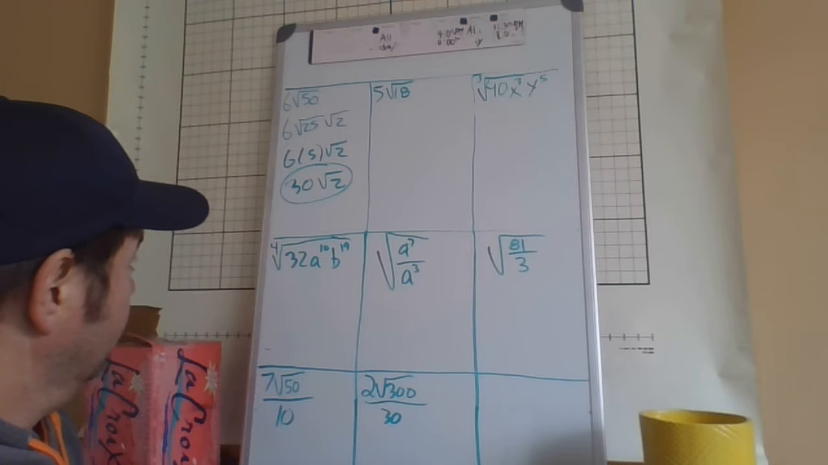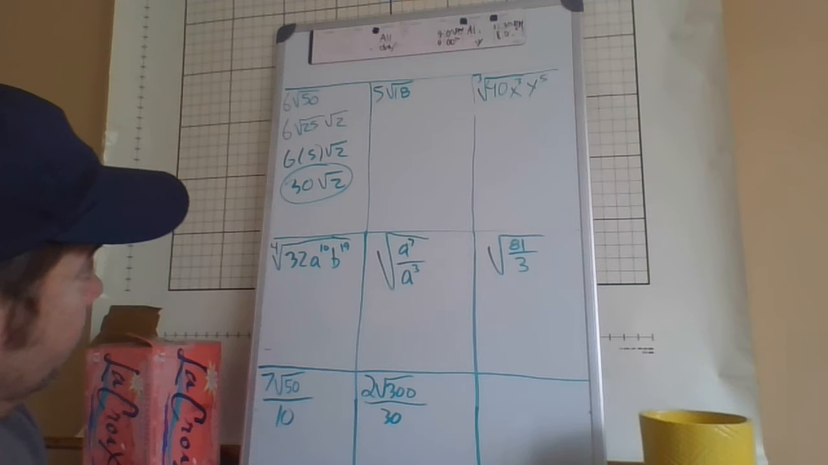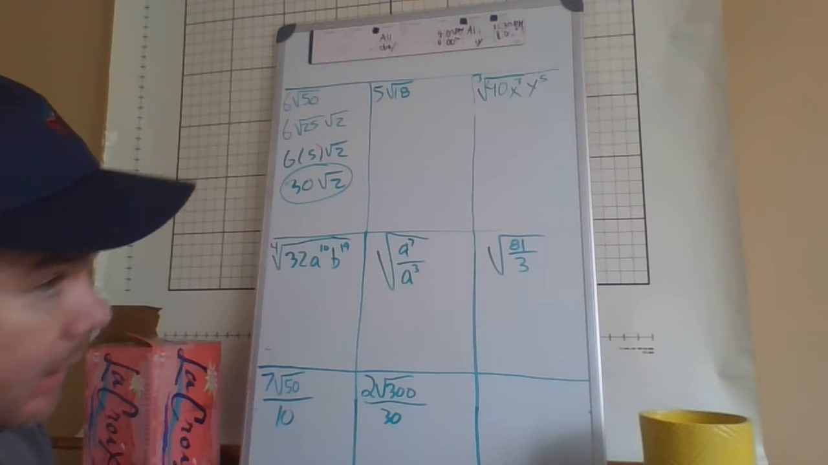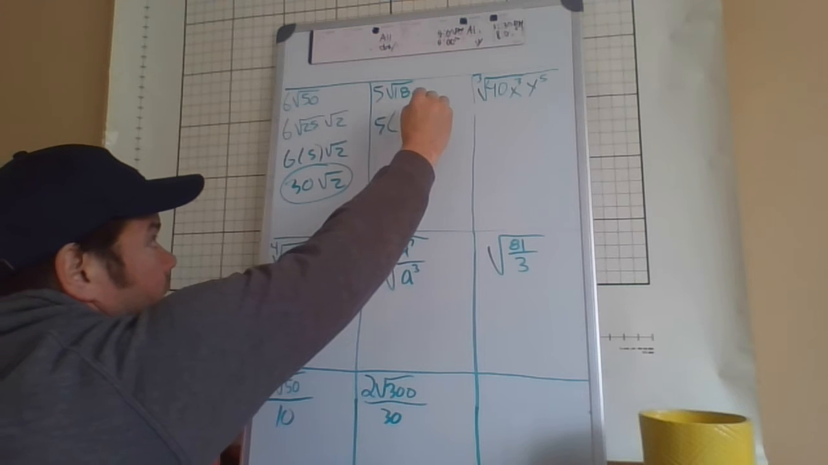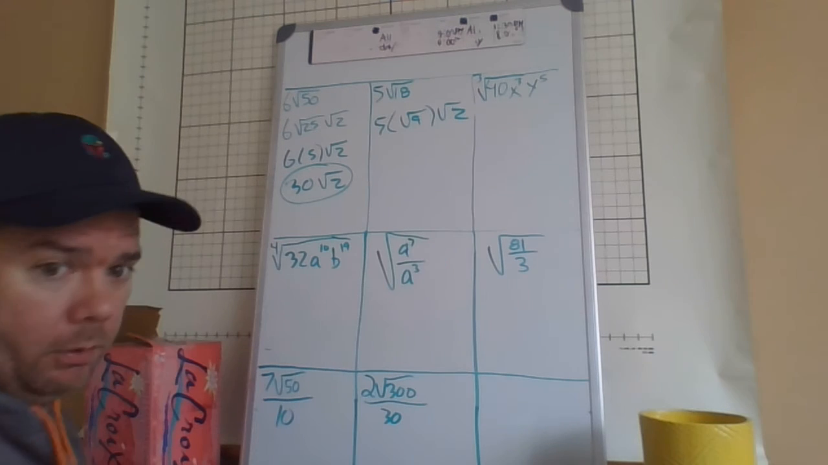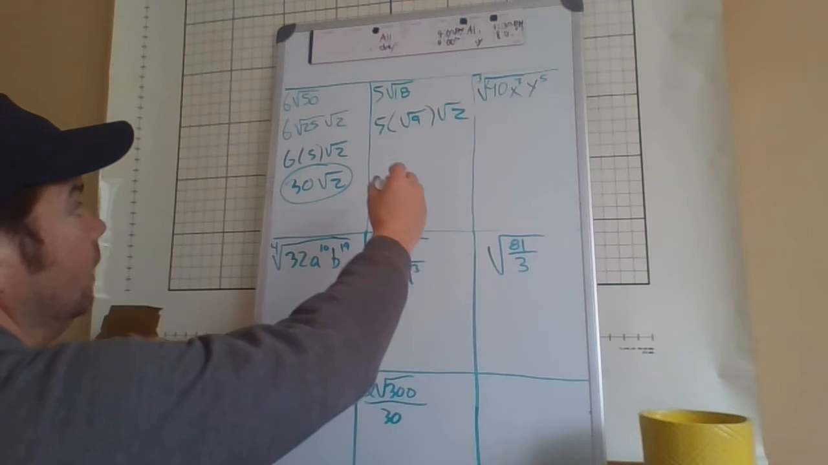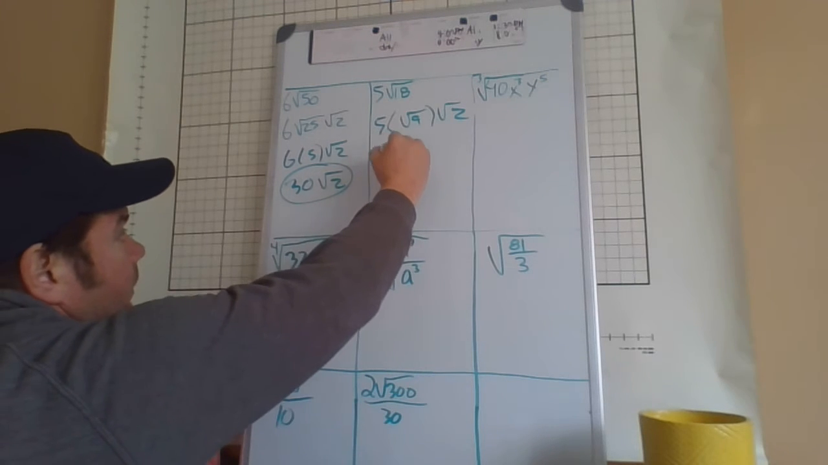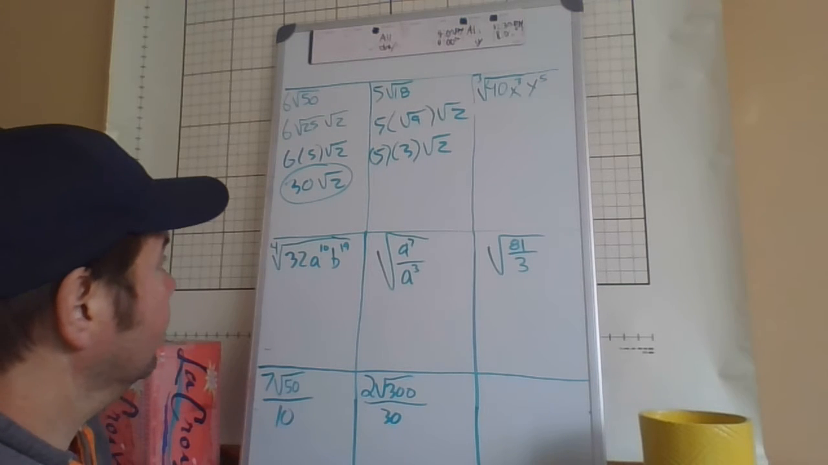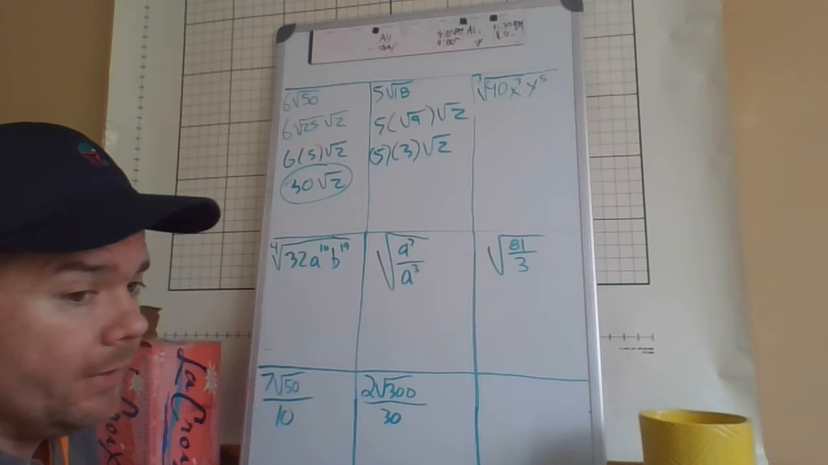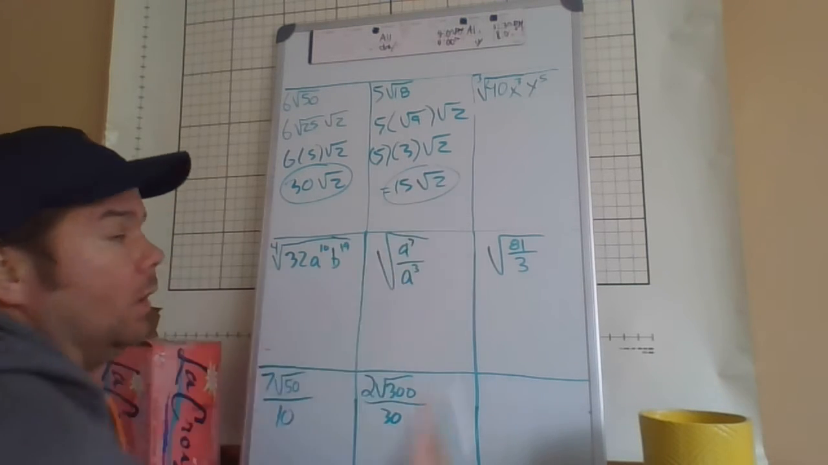All right, this is very similar to the last one. Perfect square factors of 18. That's going to be 9. 9 times 2 is 18. So 5 times the square root of 9 times the square root of 2. Square root of 9 is 3. And so I'm going to have 5 times 3 times the square root of 2, and 5 times 3 is 15. So my final answer is going to be 15 times the square root of 2.